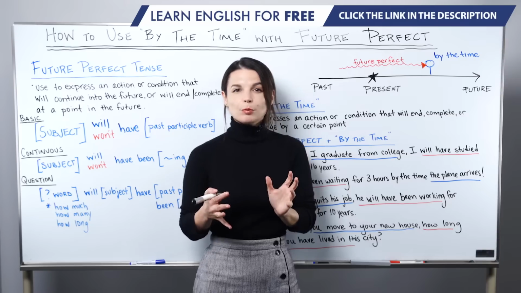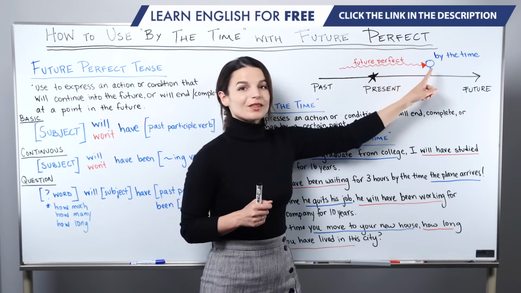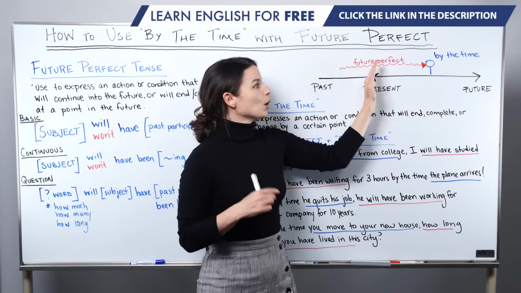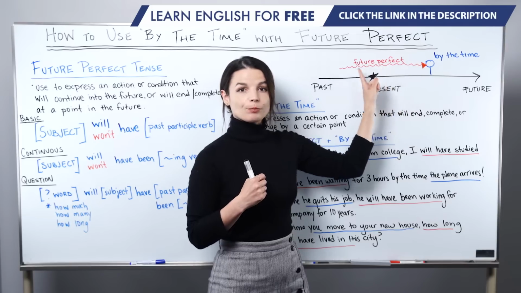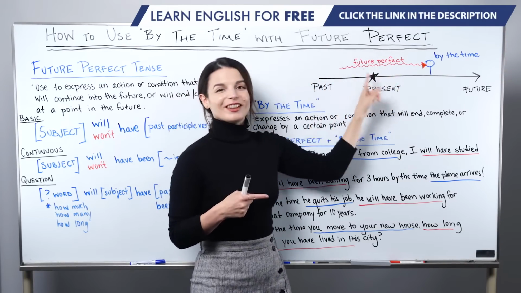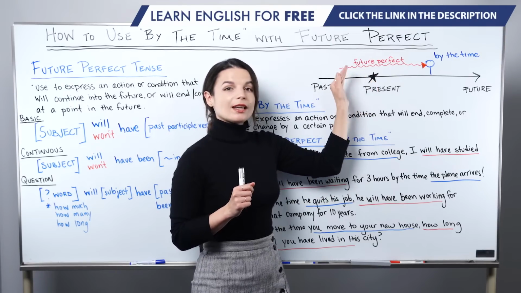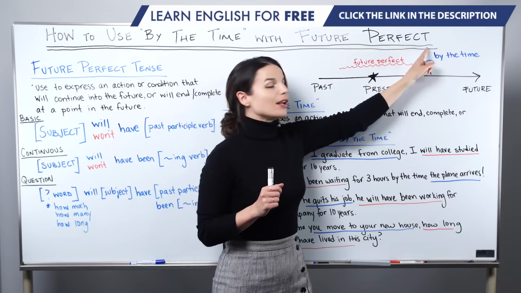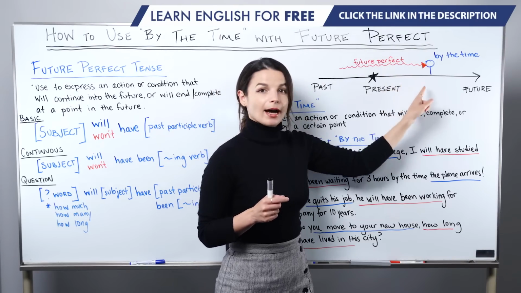So what I hope this shows is that the future perfect action continues, yes? So if this is now, this current moment now, future perfect is expressing an action that is going to continue into the future. Maybe it started in the past, or maybe it started in the future, that's okay, depending on the sentence. But we want to note the action is going to continue into the future, and then it may change or stop or complete at this by the time point.